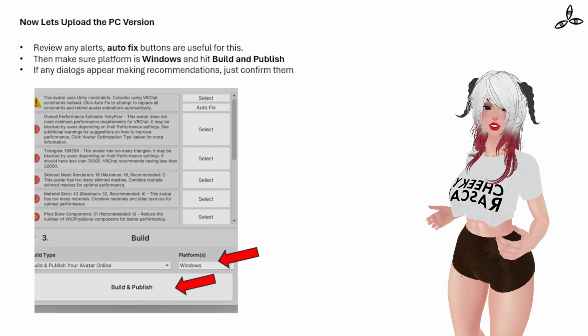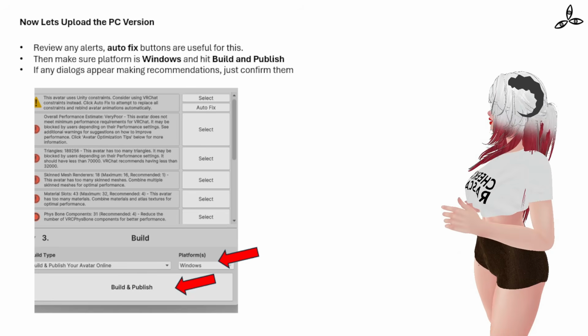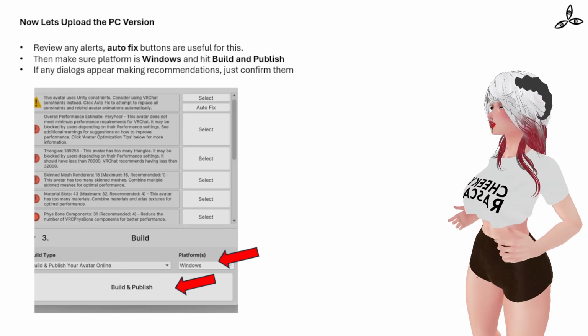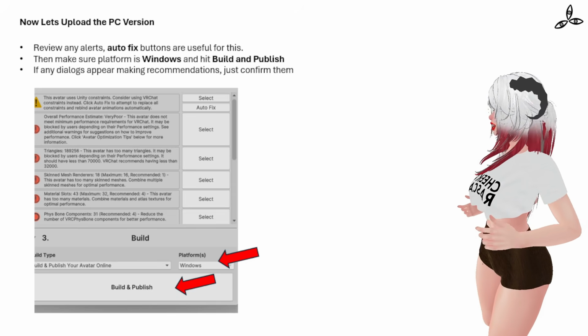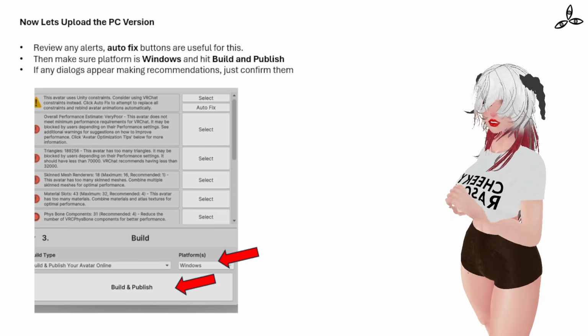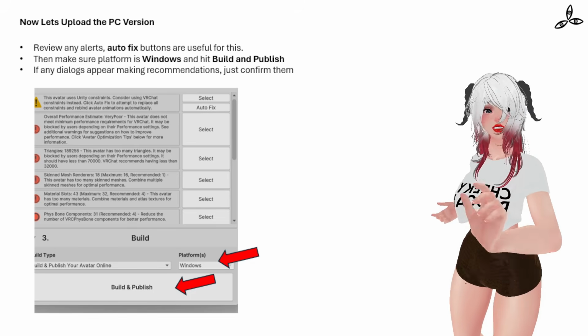So they will throw warnings, but don't worry, that's not going to get in your way. If there's any auto-fix buttons, you may want to try hitting them. Generally, that's a good practice. But really, you've got to make sure that your platform you've got selected here is Windows. That's so important. Hit that Windows button if it's not selected.